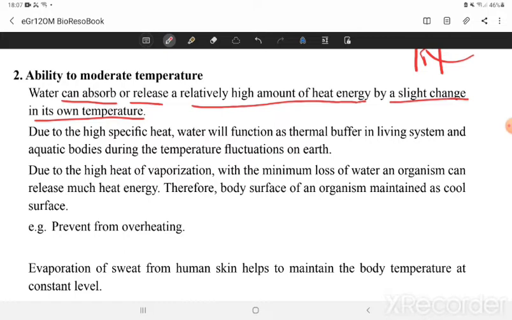Now, the ones who have learned about this topic, Q is the amount of heat exchanged, heat absorbed or heat released, equals m s delta theta. So what is m? It is the mass of the substance. s is the specific heat capacity of the substance. Delta theta is the change in temperature. Now what can you say? Now water has high specific heat capacity.